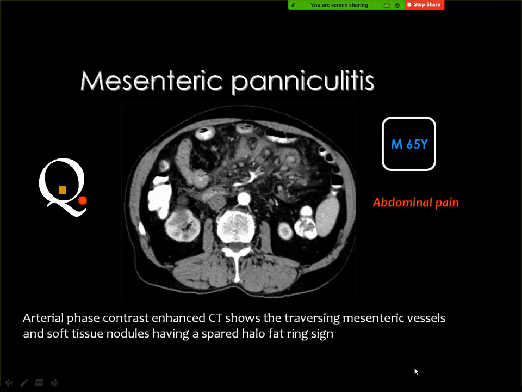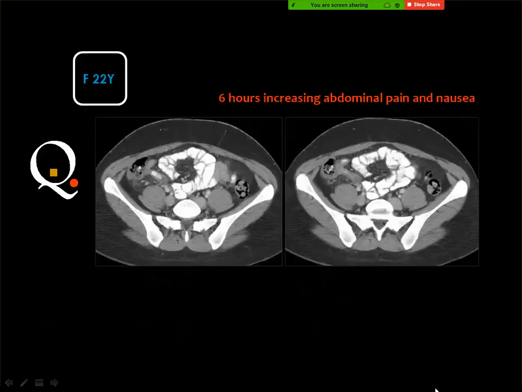Panniculitis. Yes, and this is mesenteric panniculitis, where you have infiltration of the mesentery with the vessel halo sign of fat around the mesenteric vessels.